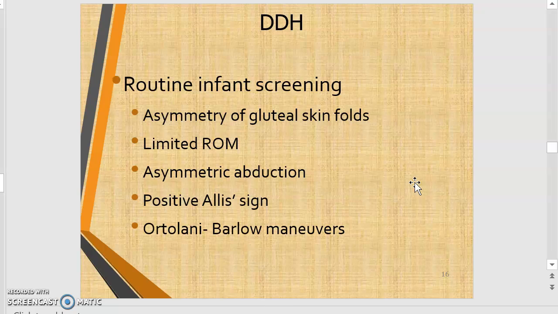Ortolani identifies a dislocated hip that can be reduced. The infant is positioned in the same manner as the Barlow. The hip is gently abducted while lifting or pushing the femoral trochanter anteriorly. In a positive finding, there is a palpable clunk as the hip reduces back into position. So both of these tests are done by the provider, by the physician. So we do not do them as nurses.